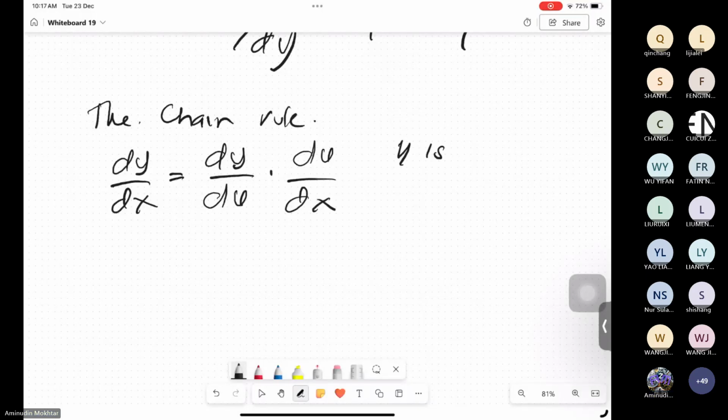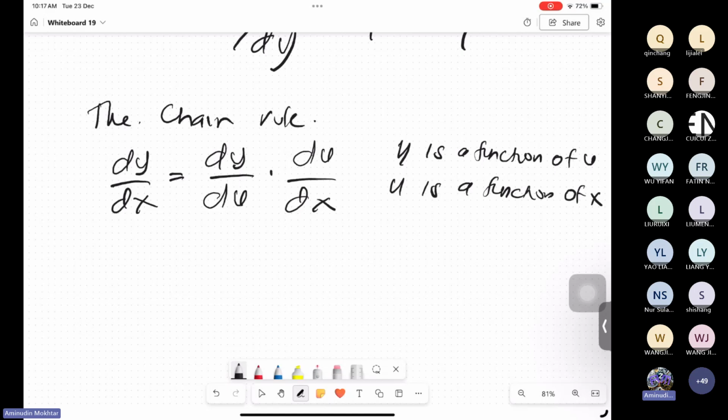y is a function of u, and u is a function of x. That's the condition. Before this, we had y as a function of x. But now we have y as a function of u, and u as a function of x.